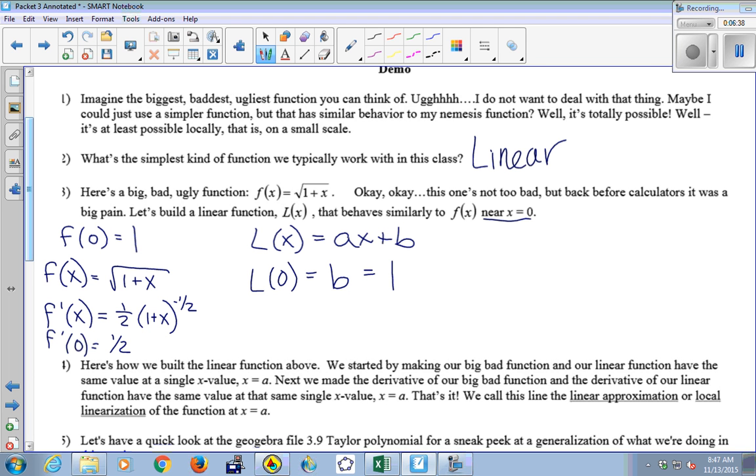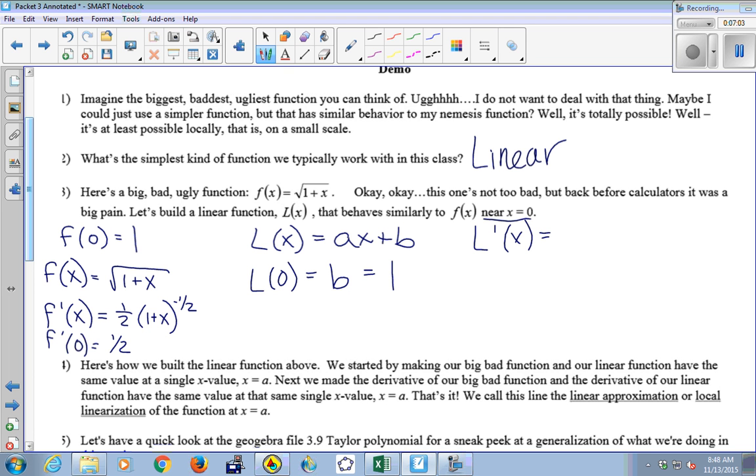Okay. All right, so if f prime of 0 is 1/2, I'm trying to make a function that approximates f at 0. So I made the function itself and the line match at 0. Now I'm going to make their derivatives match at 0. So I'm going to come over here and find L prime of x. If L of x is ax plus b, what's L prime of x?